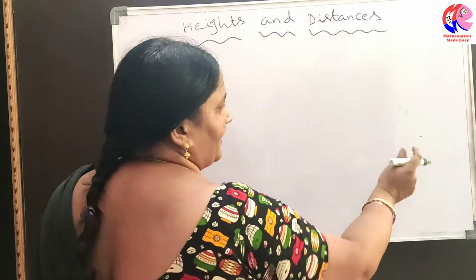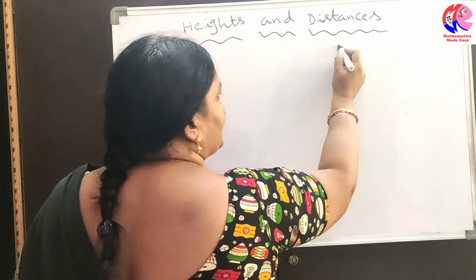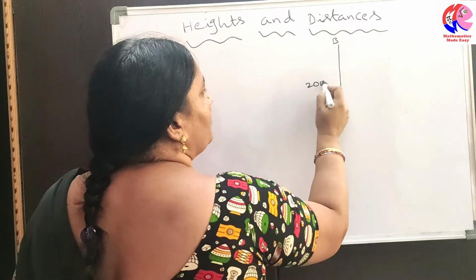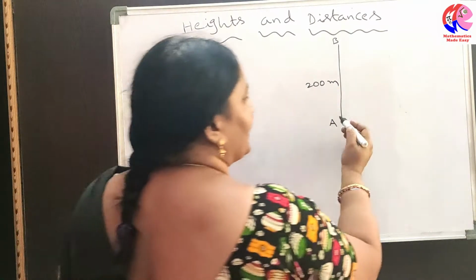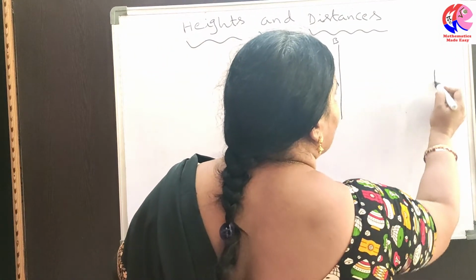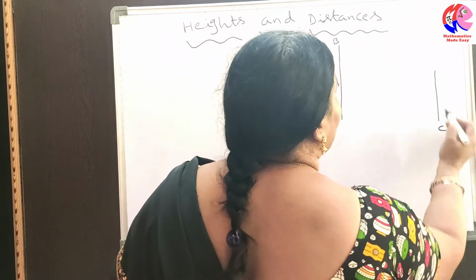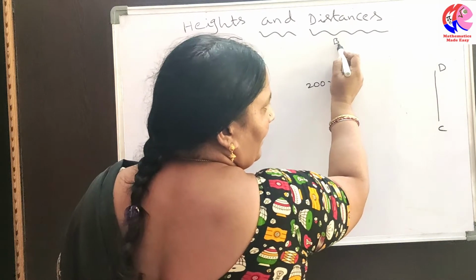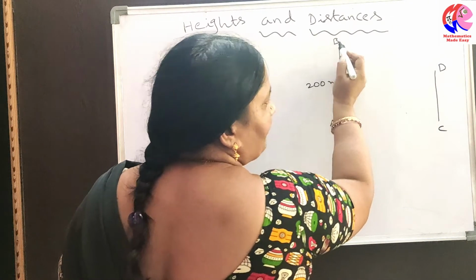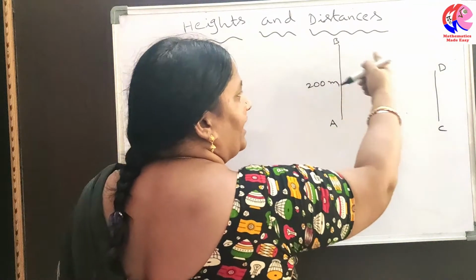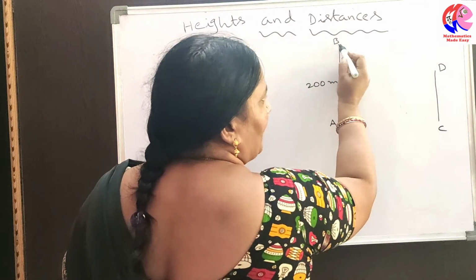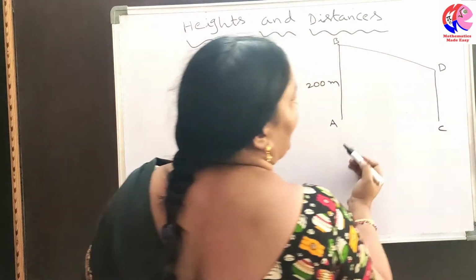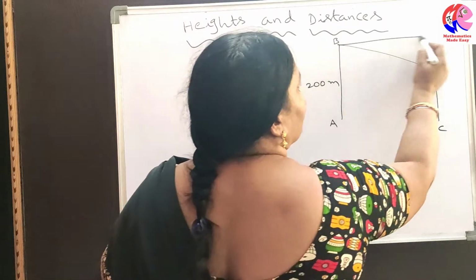Now let us draw the diagram. First take this is the hill AB. The height of this hill is equal to 200 meters, and at some distance one pillar is given. Assume this is CD. From the top of a hill, the angle of depression from the top of a hill to the top of a pillar. So a person is standing here on the hill and he is observing the top of a pillar with the angle of depression.